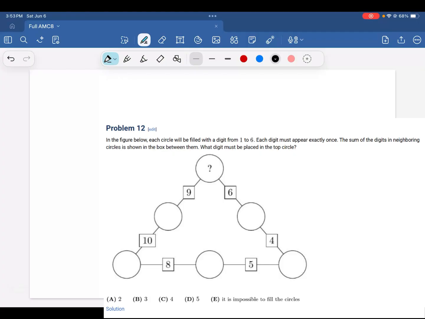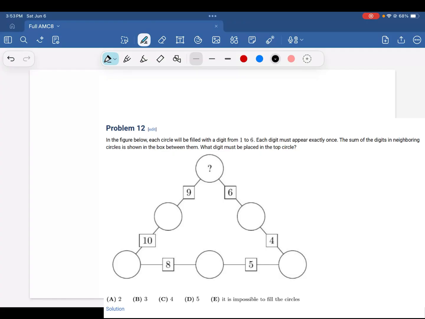Problem 12. In the figure below, each circle will be filled with a digit from 1 to 6. Each digit must appear exactly once. The sum of the digits in neighboring circles is shown in the box between them. What digit must be placed in the top circle? So for these limiting problems, we want to find a parameter that most limits the possibilities of these 6 digits.